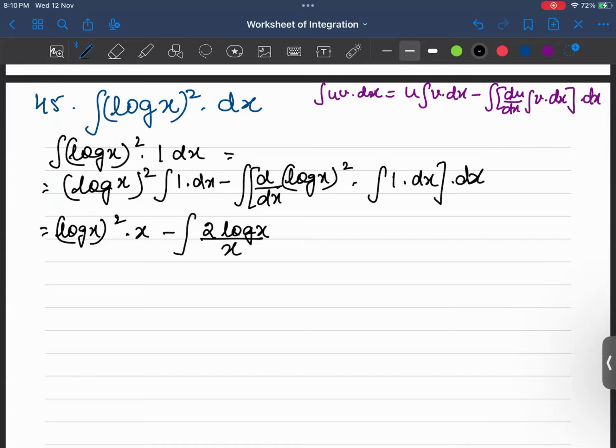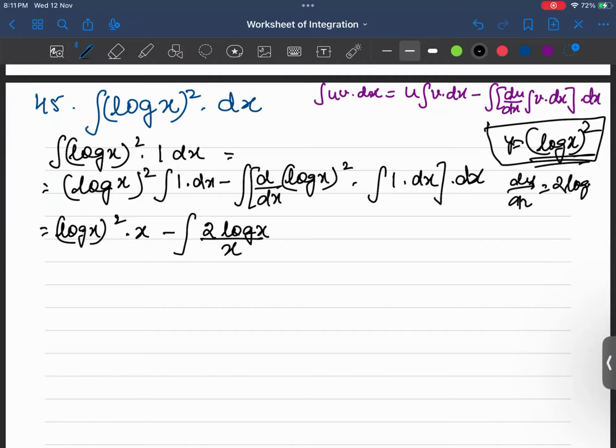How to differentiate log x whole square? If it's y, we had already done this in differentiation. So dy by dx would be 2 log x, and then dy by dx of log x would be 1 upon x. So it comes out to be 2 log x upon x. So it is the same thing which we have kept. I think it's clear.